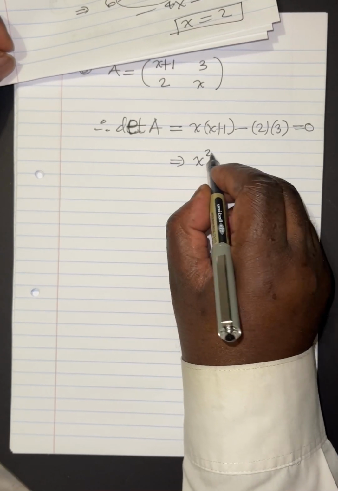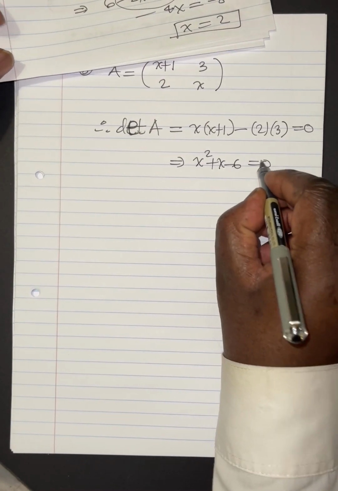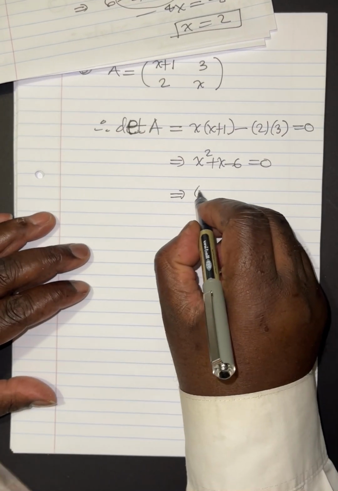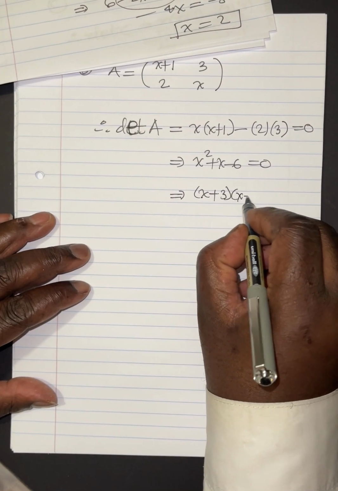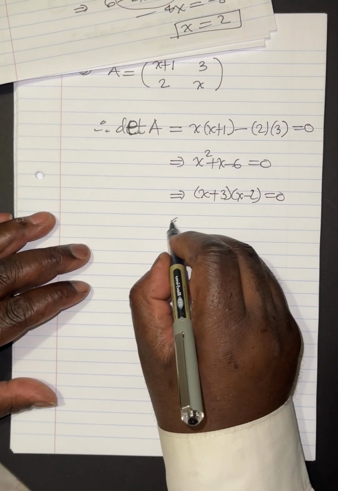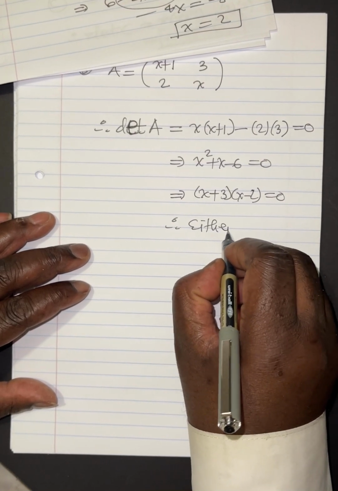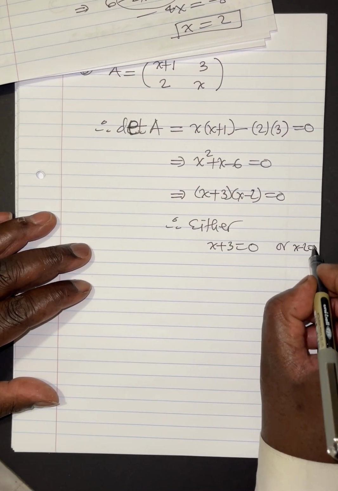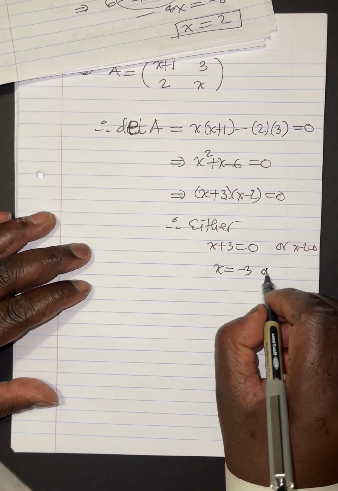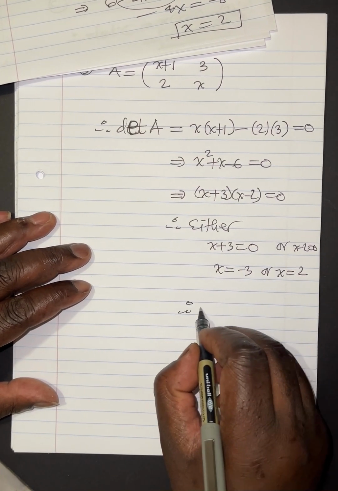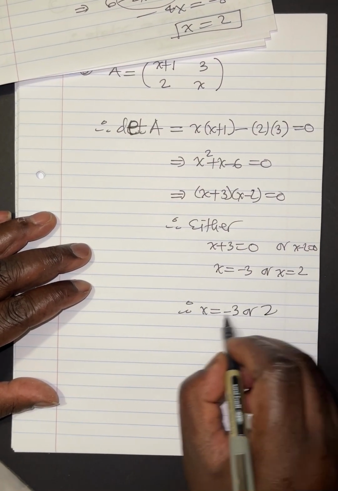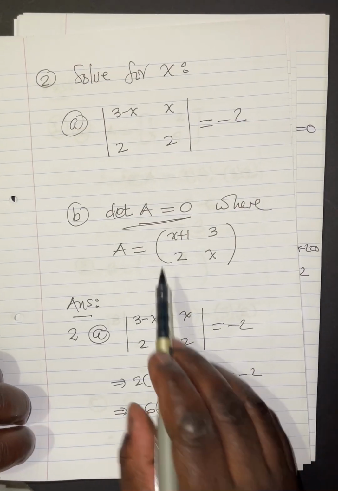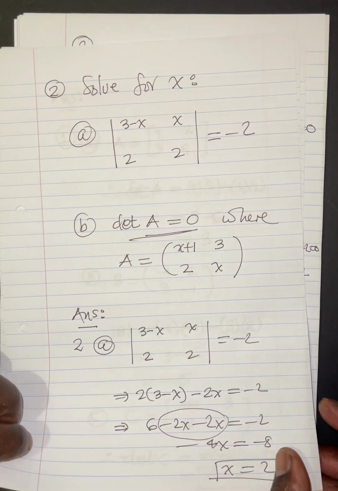Solving this equation, we have x squared plus x minus 6 equals 0. Factorizing this, if you have watched my previous videos, I've explained how you factorize this. It's basically x plus 3 and then x minus 2 equals 0. Therefore, either x plus 3 equals 0 or x minus 2 equals 0. This one gives us x equals minus 3 or x equals 2. Therefore, x equals minus 3 or 2. These are the two values of x that satisfy this equation. The determinant of A equals 0 if A equals this matrix here.